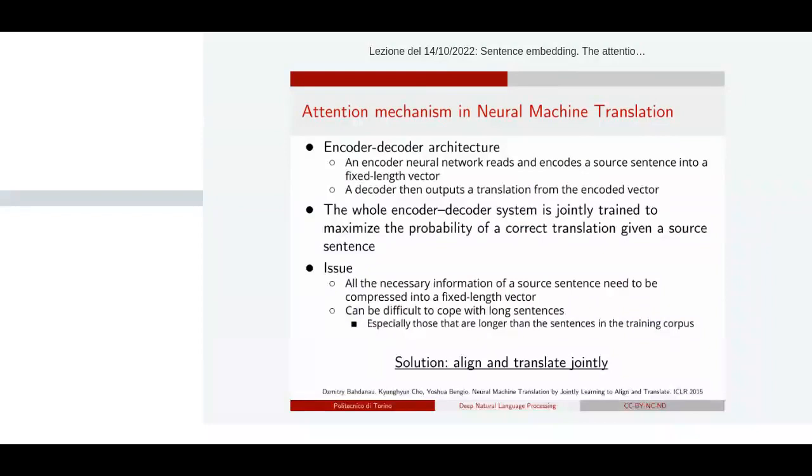So the problem is to cope with long sentences, and what we get from the empirical evidence is that a training corpus consisting of longer sentences to translate usually gets worse performance. So how to cope with this issue? The solution was to start applying an attention-aware mechanism where you align and translate jointly, and in the alignment step, you attend to the most significant portion to translate.